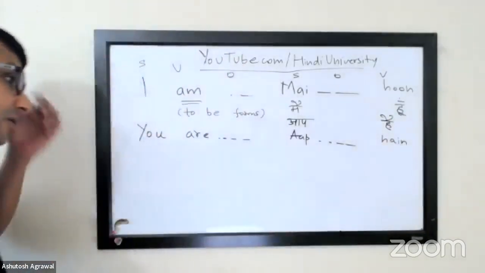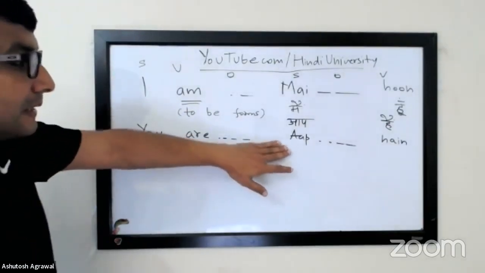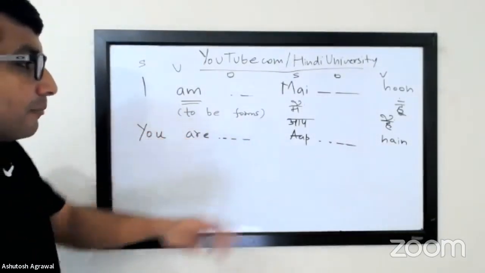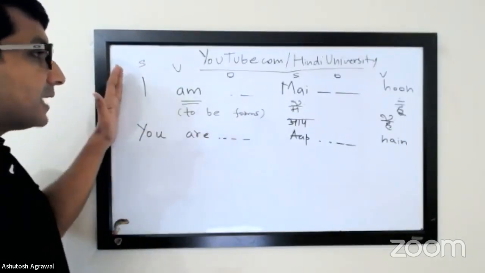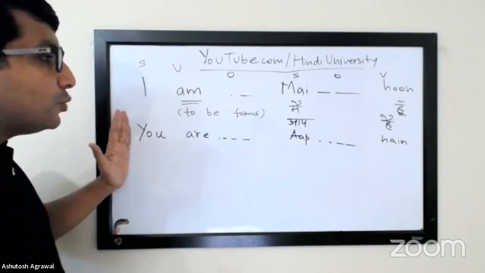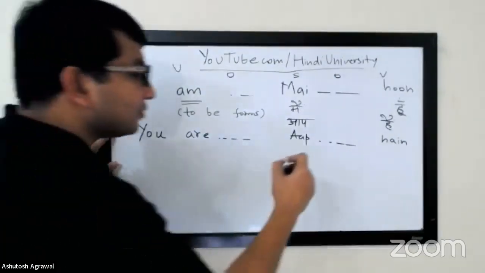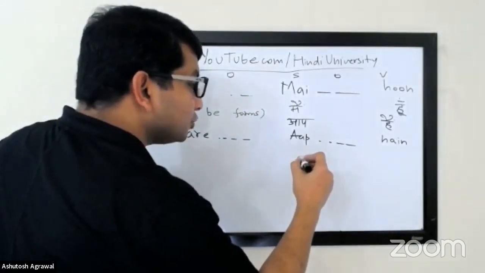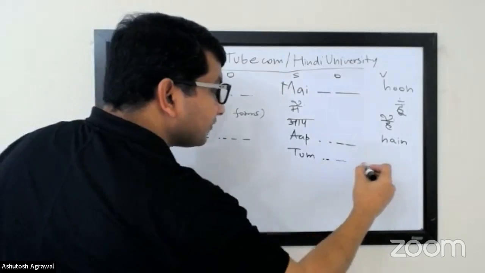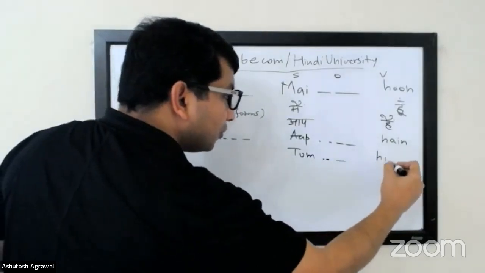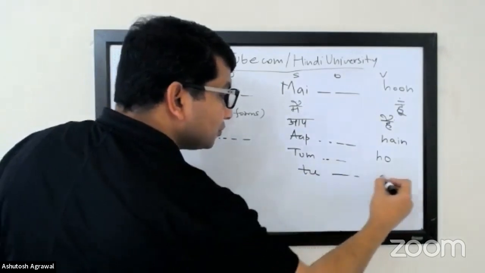We'll practice more patterns and sentences around it, but at least I want you to familiarize yourselves with them and remember them. There's no short trick I can give you, but at a minimum you have to remember these patterns. I am, which is मैं हूँ. You are, which is आप हैं. We also have other ways of saying "you." तुम, which is semi-formal: तुम हो. And the informal one is tu hai.